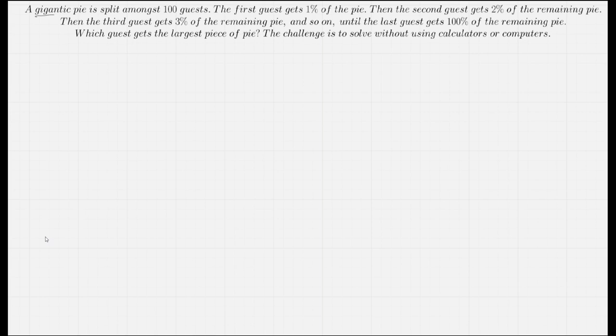A gigantic pie is split amongst 100 guests. The first guest gets 1% of the pie, the second guest gets 2% of the remaining pie, actually. This is important. The third guest gets 3% of the remaining pie, and so on, until the last guest gets 100% of the remaining pie. So if it's the xth guest, he or she gets x percentage of the remaining pie.